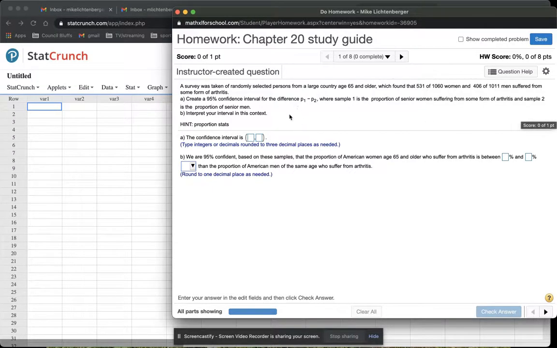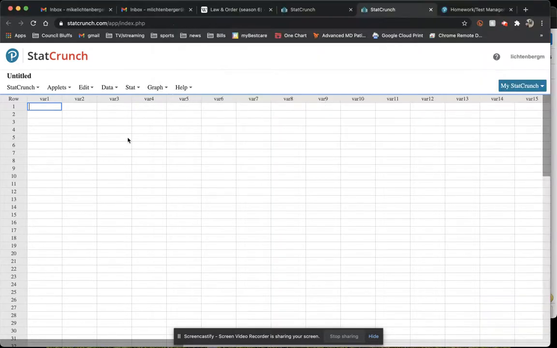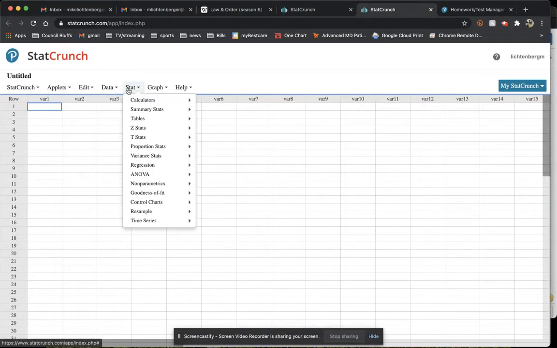All right. First question on the study guide is the question we've done a few times about men and women with arthritis. So create a 95% confidence interval for the difference P1 minus P2, where sample 1 is the proportion of senior women suffering from some form of arthritis, and sample 2 is the proportion of senior men. So to do that, we're going to do proportion stats. So stats, proportion stats, and now we're going to do two sample with summary.